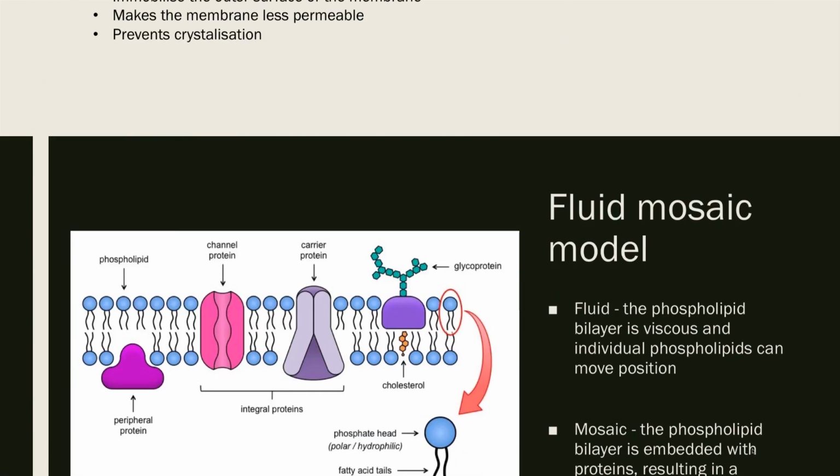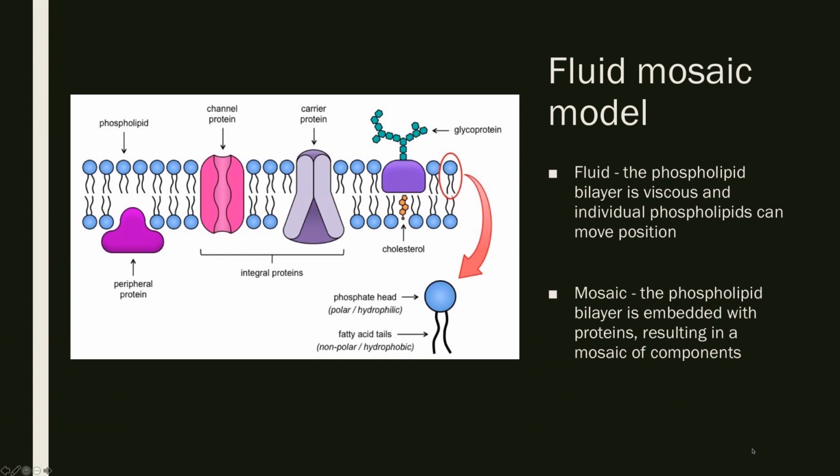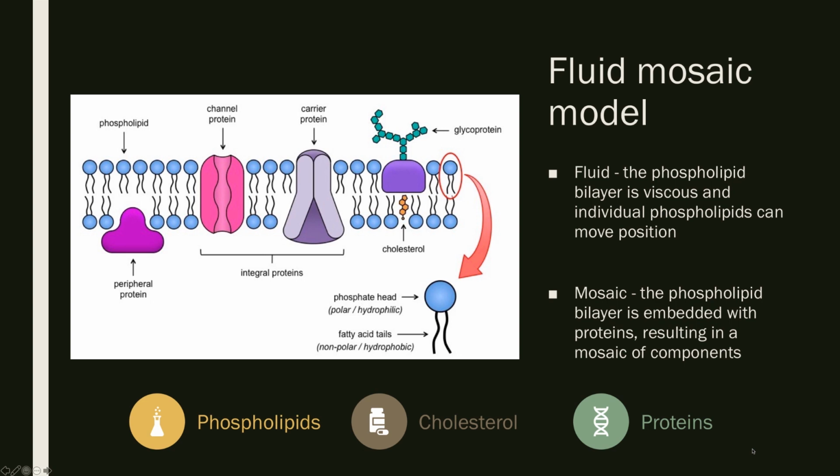So now we're moving on to the fluid mosaic model, which is a model of the phospholipid bilayer. The fluid component is that the phospholipid bilayer is viscous, which means it's not runny, it's thick, and individual phospholipids can move position. The mosaic part of this is the phospholipid bilayer is embedded with proteins, resulting in a mosaic of components. Here are the three main points of the fluid mosaic model, which are the phospholipids, the cholesterol, and the proteins. The proteins can be subdivided into three categories of channel proteins, carrier proteins, and glycoproteins, and these are the components of the plasma membrane.